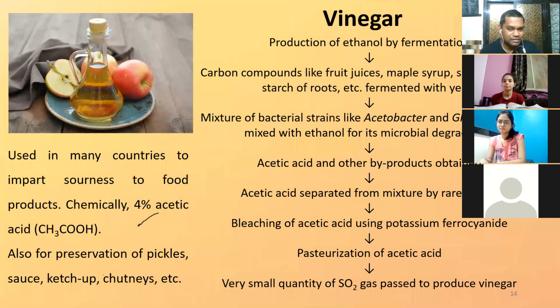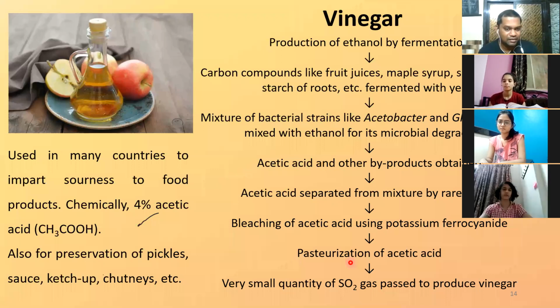That pure acetic acid which you get, that is undergoing bleaching. Using what? Potassium ferrocyanide. Bleaching होगा तो उसके बाद pasteurization करेंगे. फिर जो acetic acid बनेगा, that is treated with SO2 gas. उसके अंदर से SO2 gas pass on करते हैं. So that gives a characteristic flavor and aroma to the acetic acid. That final product which you get is now called as vinegar. So understood the difference between actual acetic acid and vinegar?